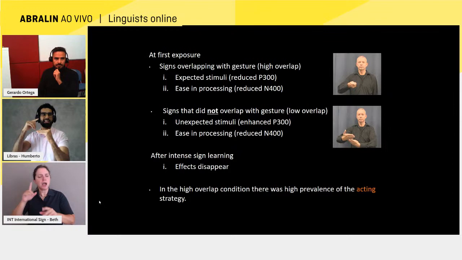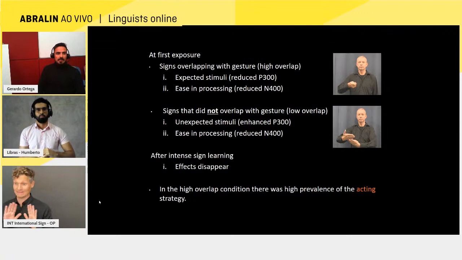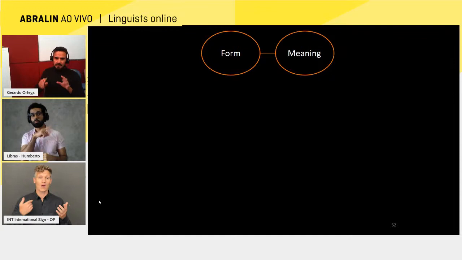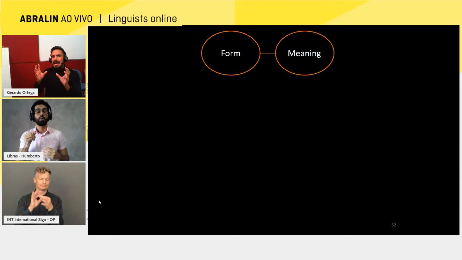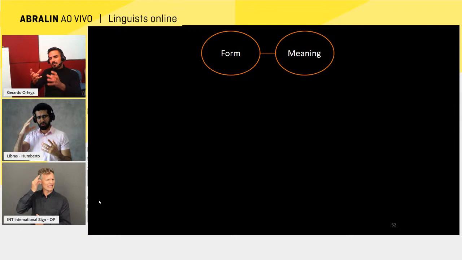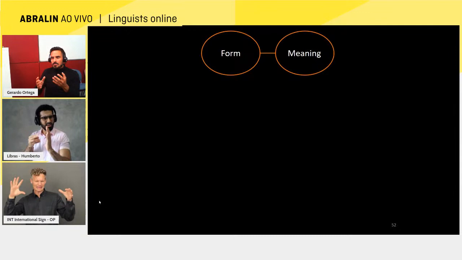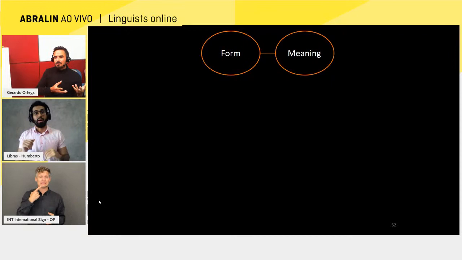Okay. So I'm going to wrap up all these studies and try to tease apart different types of findings. At the beginning of this talk, what I wanted to describe is trying to explore and to really investigate how it is that hearing people with no knowledge of a sign language start making associations between form and meaning. We said that they cannot really rely on the words in their spoken language because of the differences in modality.